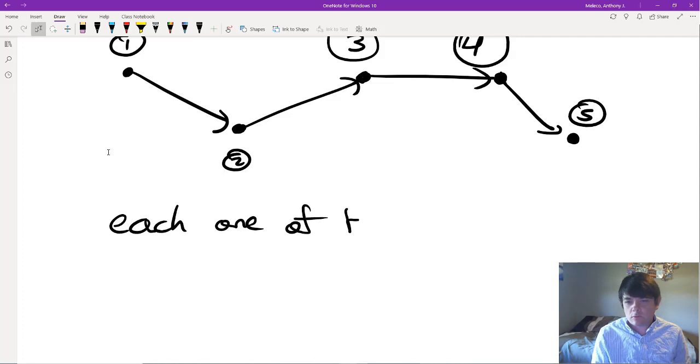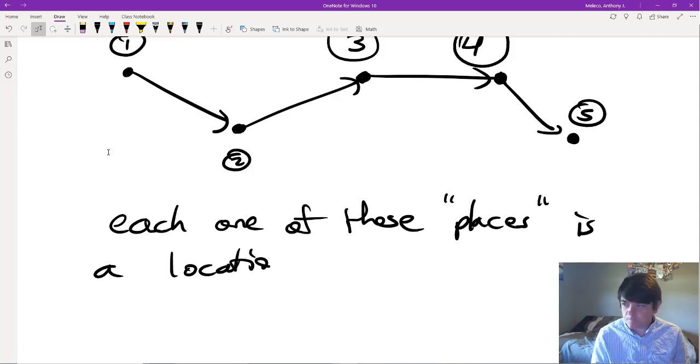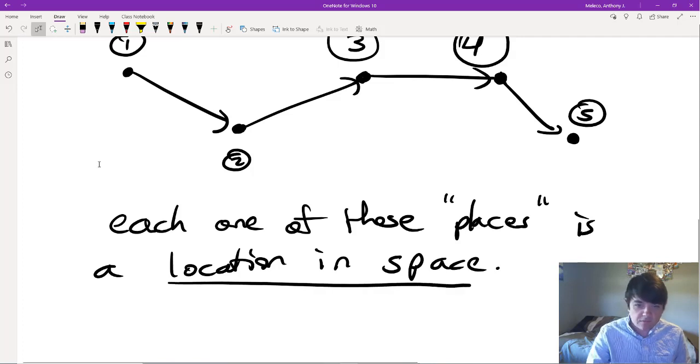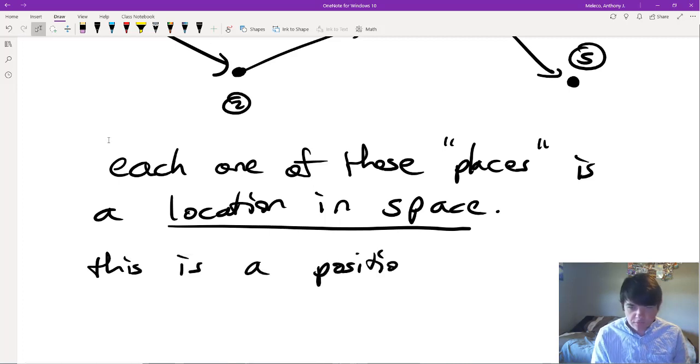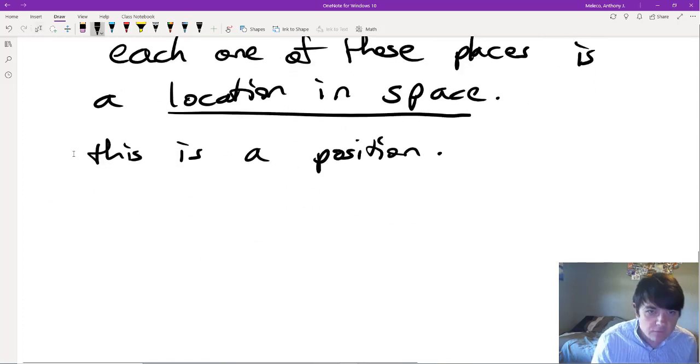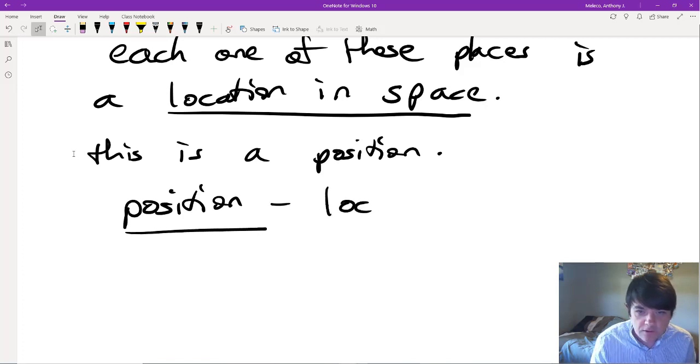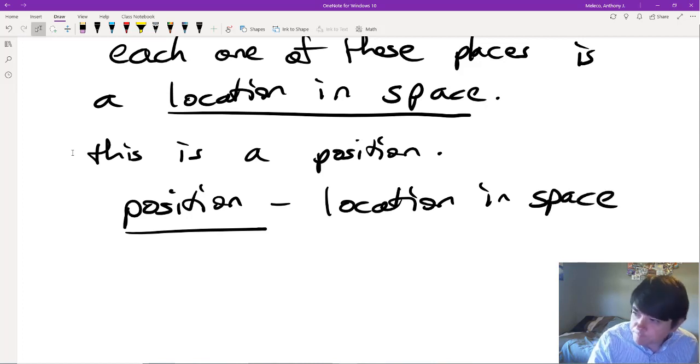Each one of these places, okay, that's the word I used, is a location in space. This is a position, okay? So your position is a location in space. So the definition of position is a location in space, okay?